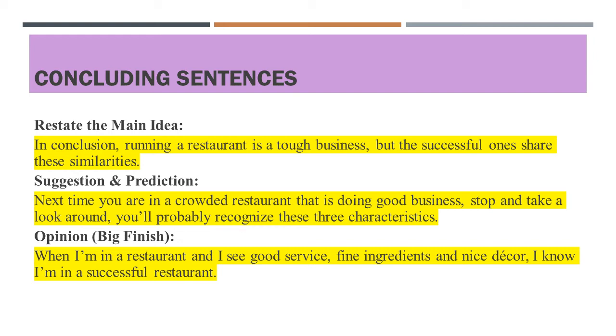You'll notice actually I have 3, and I'll talk about why it's 3, not 4. But the first one, just to restate the main idea, I went with this. In conclusion, running a restaurant is a tough business, but the successful ones share these similarities. Okay? It's that last half of the sentence. The successful restaurants share these similarities. That's the same point as was being made in the topic sentence.